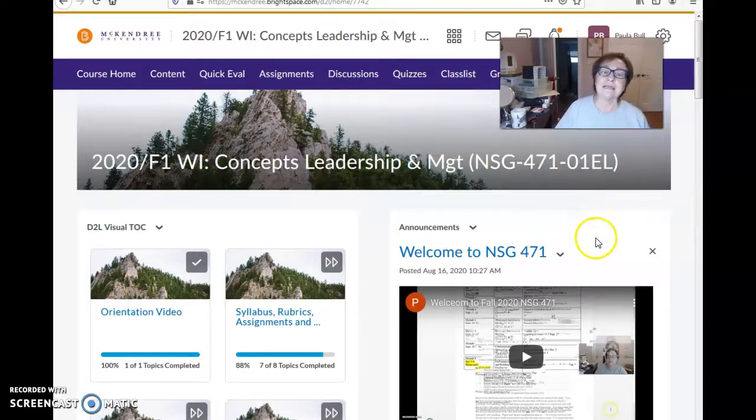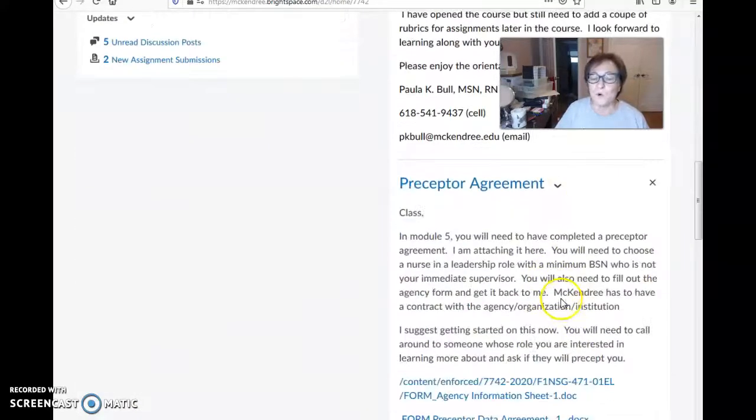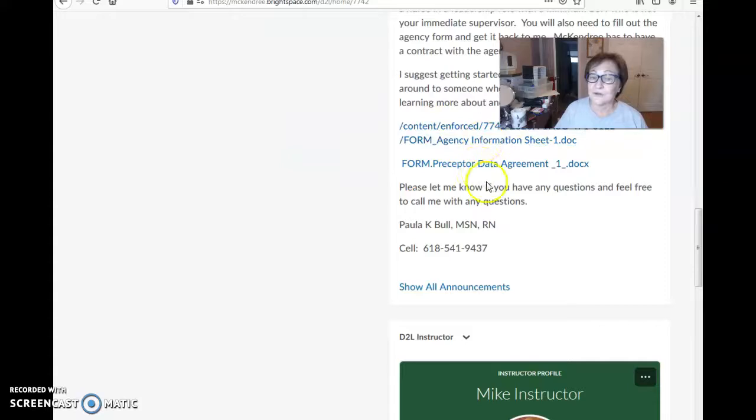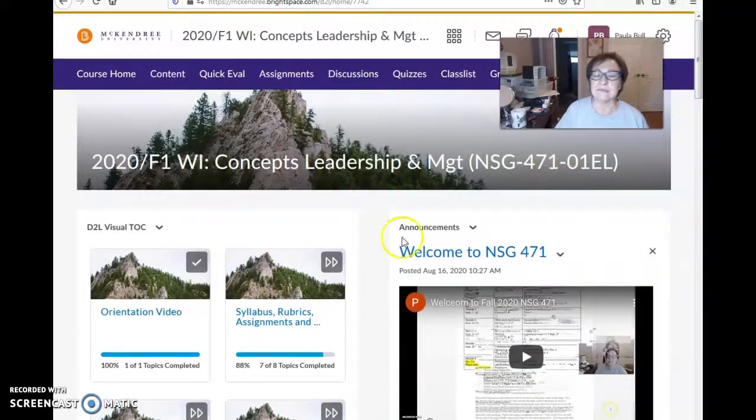And so I need you to email me your choice of organization and who your preceptor is going to be, and fill out the paperwork that's attached here. There's 2 pieces of paper, the agency information sheet and the preceptor data form. So if you have any questions about these, feel free to email me.